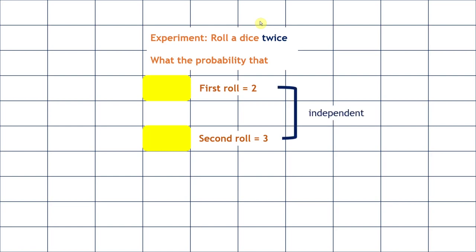These two events are what we call independent events, in the sense that whatever result you get in your first roll will not affect the outcome of the second roll. The probability of getting a 2 in the first roll is 1/6. However, after that, your second roll is still fair game. You still get 1/6 for every number. Whatever you get in the second roll has nothing to do with the first roll.